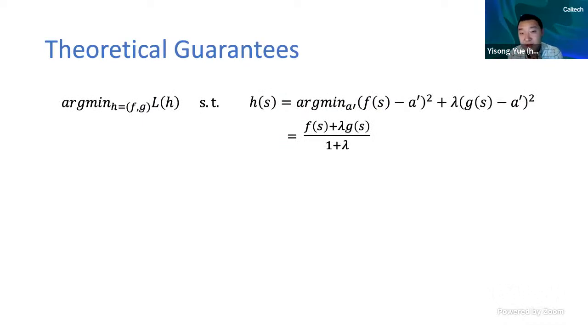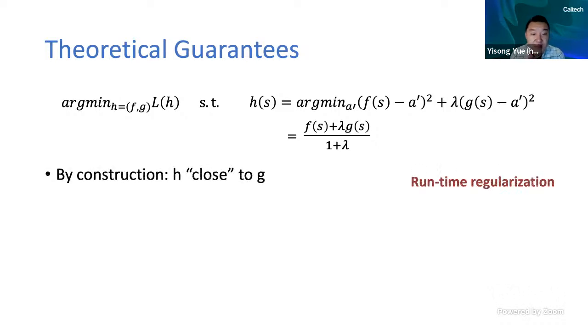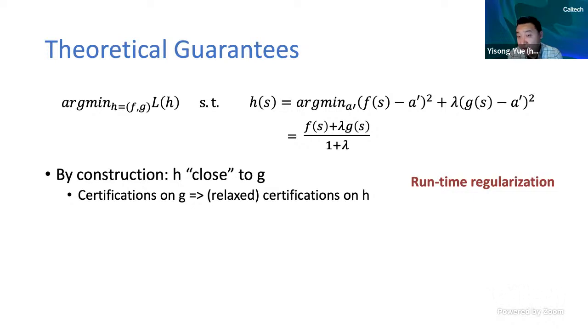Now, what are some theoretical guarantees? And this is just a high-level summary. So it turns out that by construction, any H we learn in this kind of space is close to some G. So this is a form of regularization. In particular, if you have certifications on G, such as stability guarantees, it turns out that you can prove that H has a relaxation of that certificate. So approximate stability, or approximate smoothness, or approximate safety.